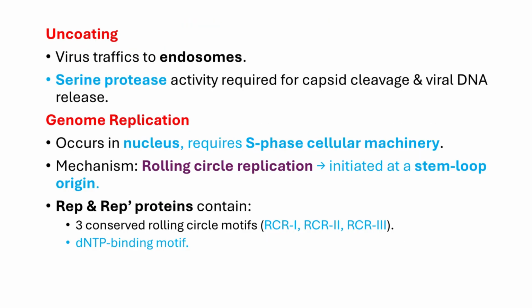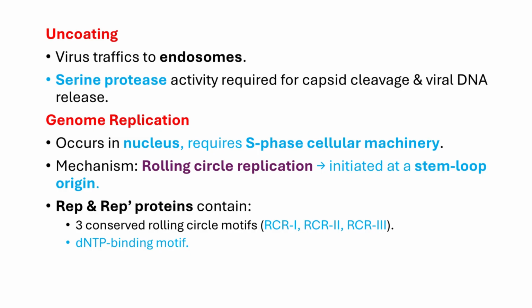After entry into the host cell, the virus must uncoat and release its genome. First, the uncoating step. Once internalized, circoviruses are trafficked through the endosomal pathway. Inside these endosomes, serine protease activity becomes essential. These enzymes help cleave the viral capsid, allowing the single-stranded DNA genome to be released into the cytoplasm and ultimately transported into the nucleus. Now let's move to genome replication.